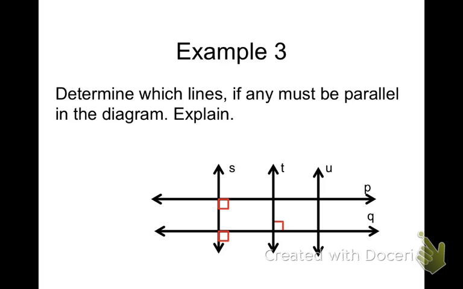All right, let's focus on line S. Line S is perpendicular to what lines? P and Q. So that means T is parallel to U. Now let's look at T. Is T perpendicular to anything? No. Yeah, T and Q.